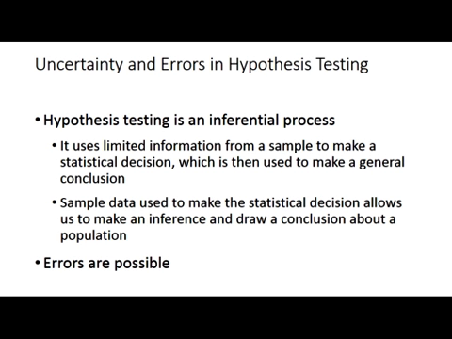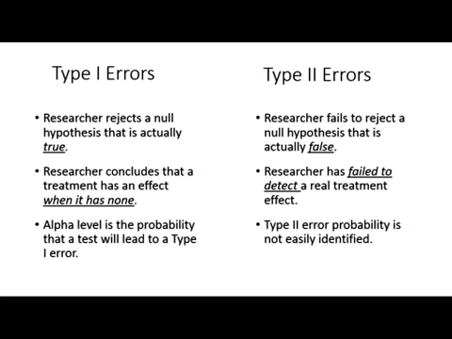Now, there's going to be uncertainty and errors in our hypothesis testing. It is an inferential process, so that means it's using a very limited amount of information from a sample to make a conclusion. Our sample allows us to draw conclusions, but errors are possible. You know, it could be one kind of fluky sample that really isn't representative of your population. There are 2 types of errors. There's the type 1 error, and this is where a researcher rejects a null hypothesis that's actually true.